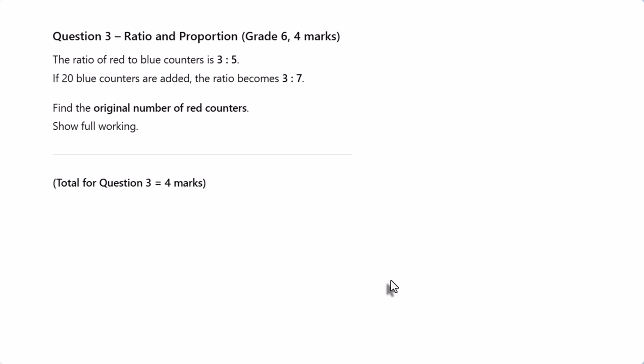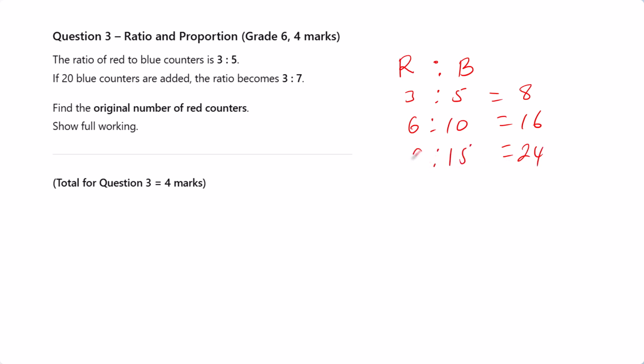Right, so basically, the red counters and the blue counters are in the ratio of 3 to 5. Now, what that means is this: if I've got 8 counters, 3 of them would be red and 5 of them would be blue. If I've got double that, then I'll have 6 and 10, and that'll give me 16. If I've got 3 times that, that's going to be 24, with 9 and 15. So basically, the reds are in the 3 times table, and the blues are in the 5 times table. But as to how many they are, we don't know.